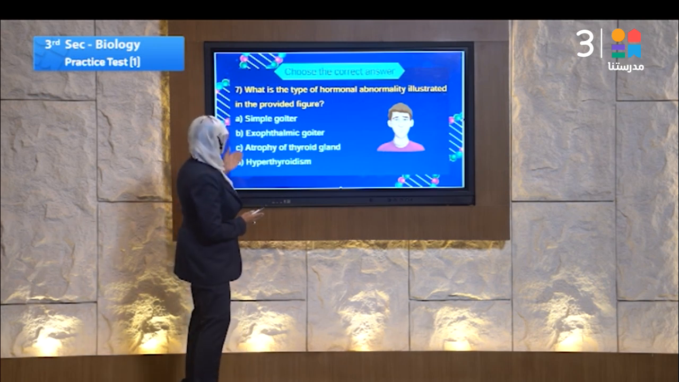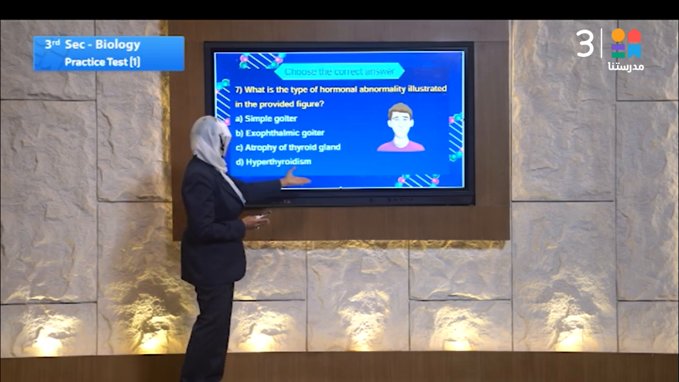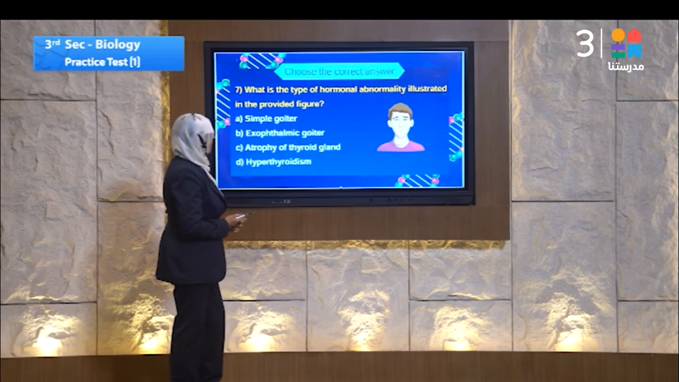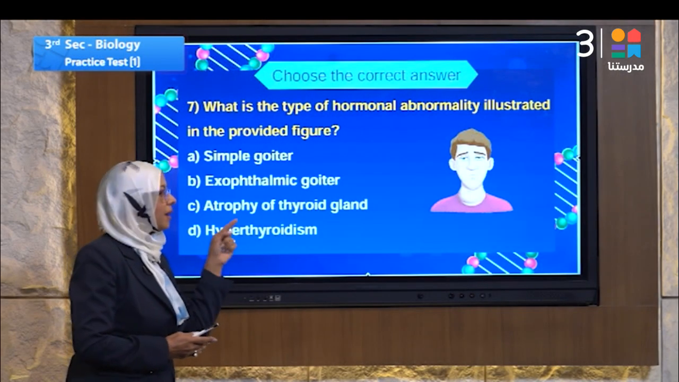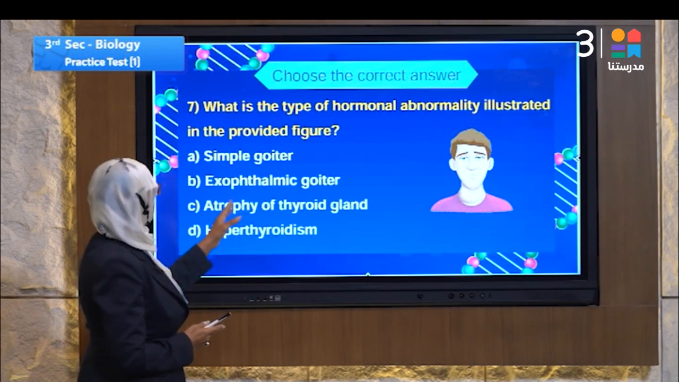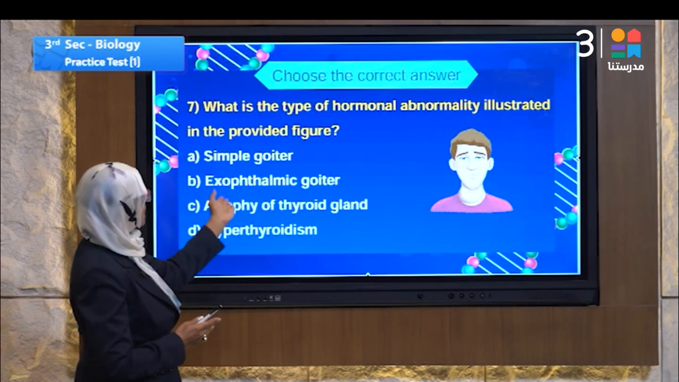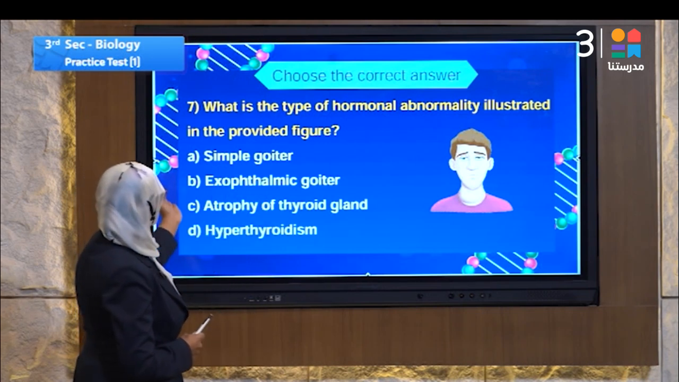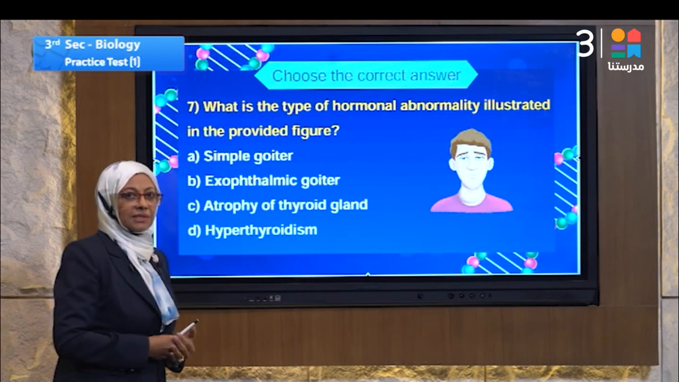Which disease of them? Simple goiter, exophthalmic goiter, atrophy of thyroid gland, hyperthyroidism. Which of them? It's lazy. We must think about it, lazy. Okay, what is the type of hormonal abnormality illustrated in the provided figure?